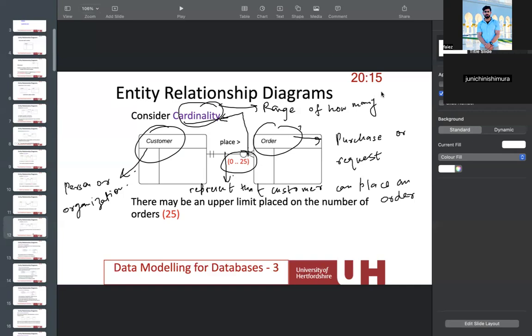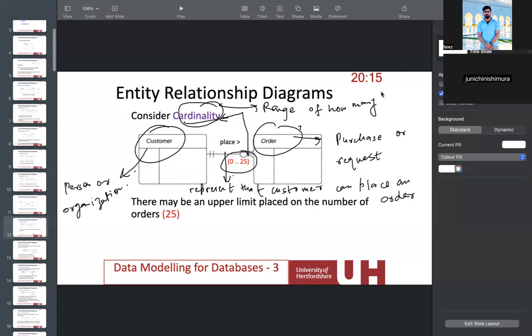For example, there is a customer whose name is Mike. He's a customer on the platform Amazon, and he ordered different products, and he can place no orders also. He just browses and doesn't buy anything. He could place 10 orders also over time, but he cannot go more than 25. If he tries to place the 26th order, the system definitely would not allow him. That's all about this one.